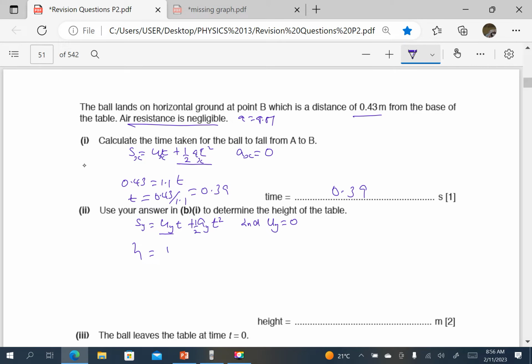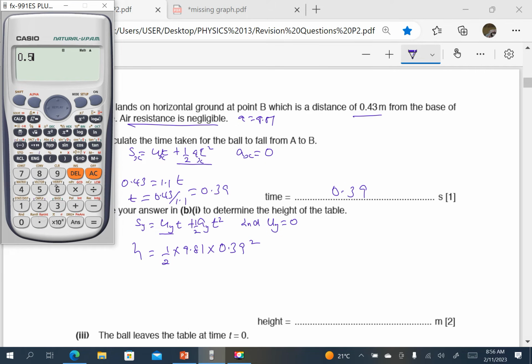So h is going to be a half times a, which is 9.81, times the time, which is the same because time is a scalar quantity, so this will be 0.39, and that is squared. 0.5 times 9.81 times 0.39 squared. That is 0.746 or 0.75.